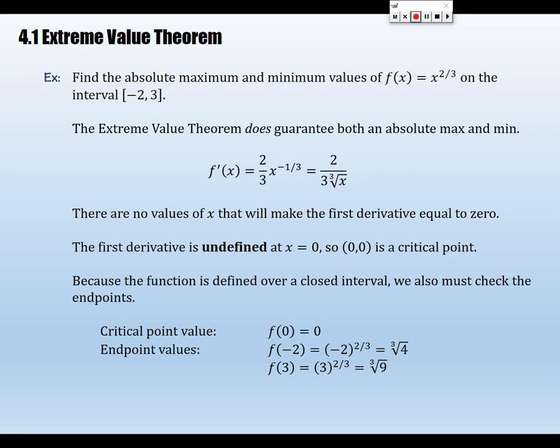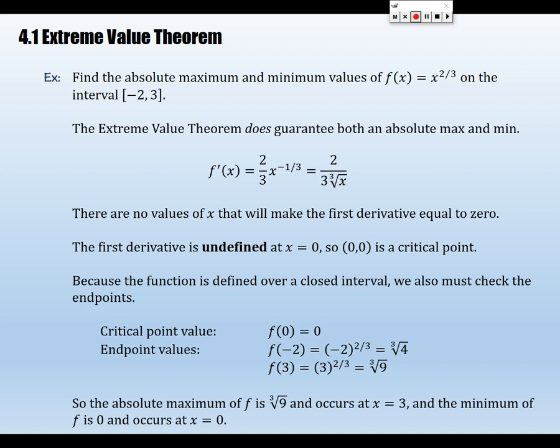What's the minimum value of this function? 0. What's the maximum value that it achieves? I need you to think about which of these is greater, of course. Yeah, the cube root of 9 is a bigger number, even though I haven't approximated either of them. So the absolute maximum of f, which we were guaranteed to have, is the cube root of 9. That's the largest this function can be. And it occurs at the right endpoint. Notice this is one of those cases where the maximum occurs at an endpoint. The minimum occurs at an interior point for this function, at x equals 0. And the minimum is 0.